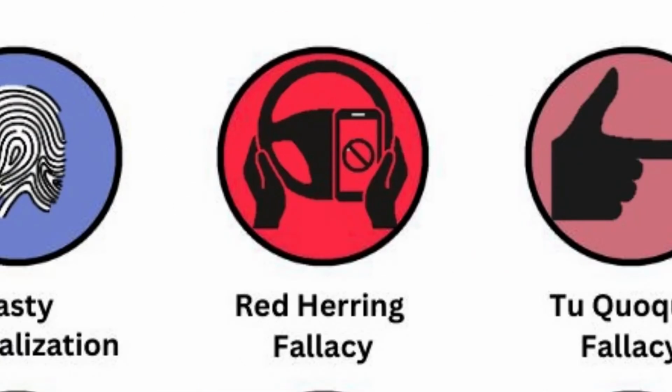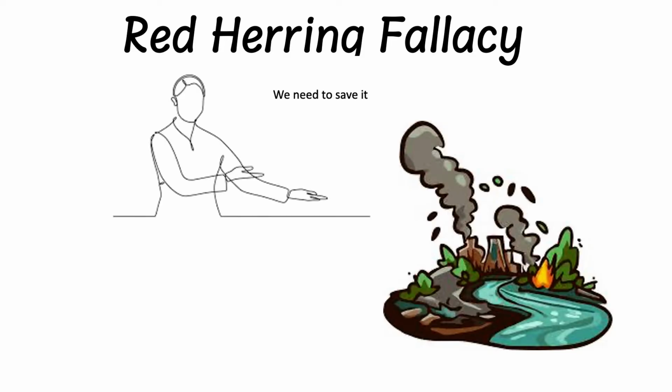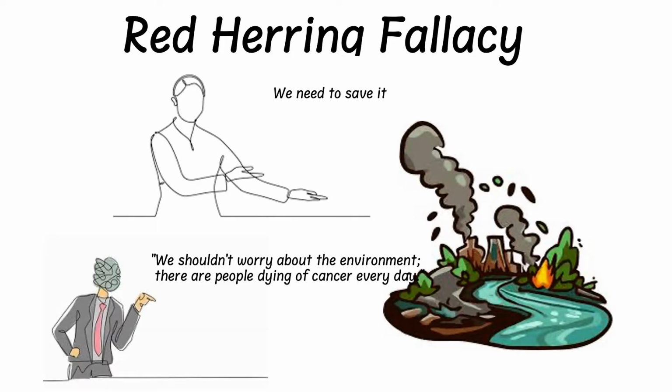Red herring fallacy. A red herring is a distraction from the main issue. It introduces an irrelevant topic into the discussion, diverting attention away from the original argument and leading the conversation off course.